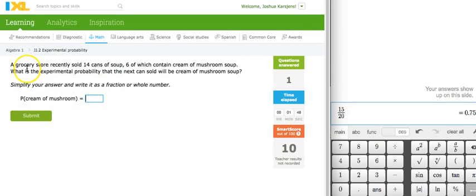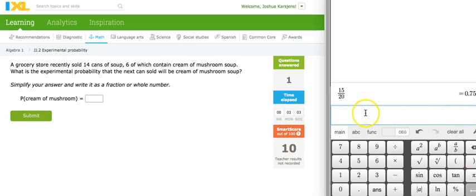Okay, next one. Grocery store recently sold 14 cans of soup, 6 of which contained cream of mushroom soup. Wow. What is the experimental probability that the next can sold? Wow, this is super exciting. So, sorry, it's hard for me to even sugarcoat this here.